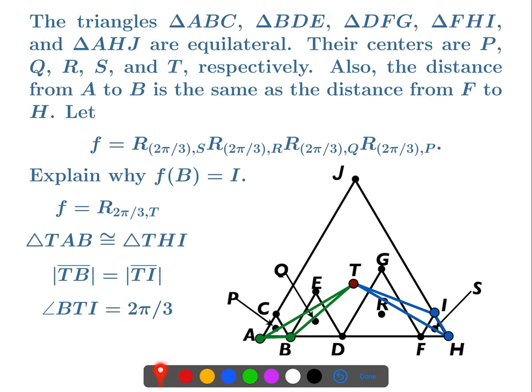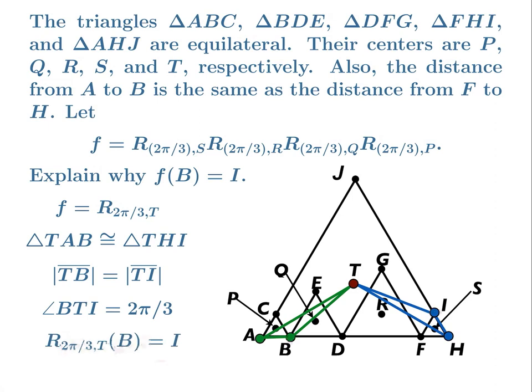And that does it for us because that means that this point B, if you rotate it around T by 2 pi over 3, you're going to be on this line, but this distance and this distance were the same. That's what this said. So B is going to go to I under that rotation. So if we rotate around T, the point B, by 2 pi over 3, then we're going to be at I.